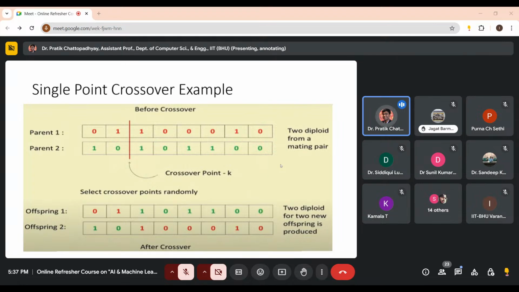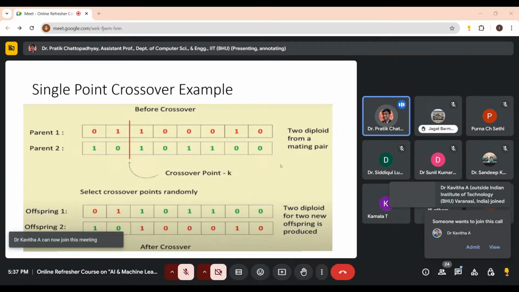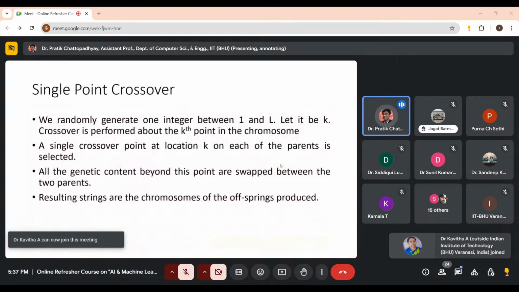This particular technique has some limitations. One of them is called positional bias. Okay, so we are not going into so much technical detail today because it is just a 2-hour session.